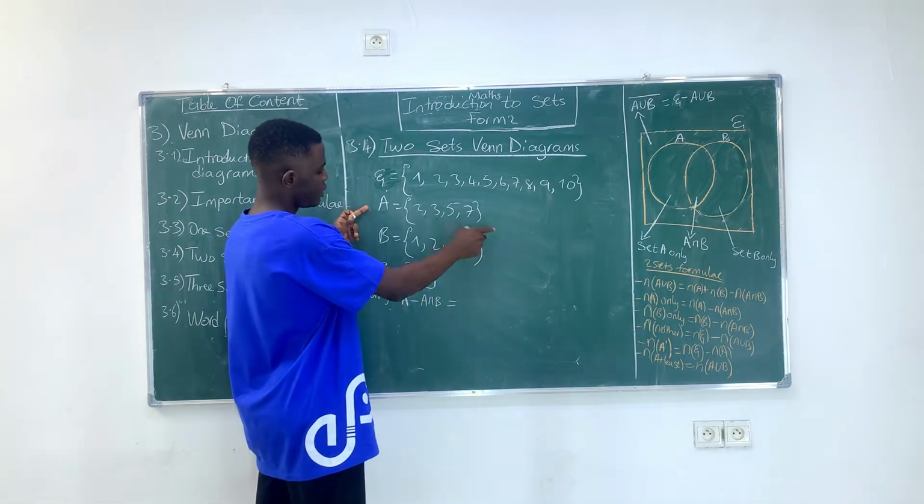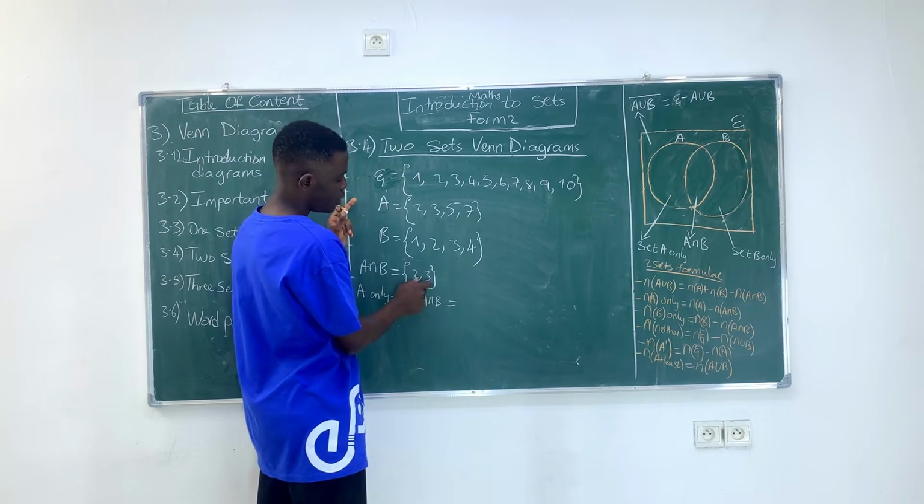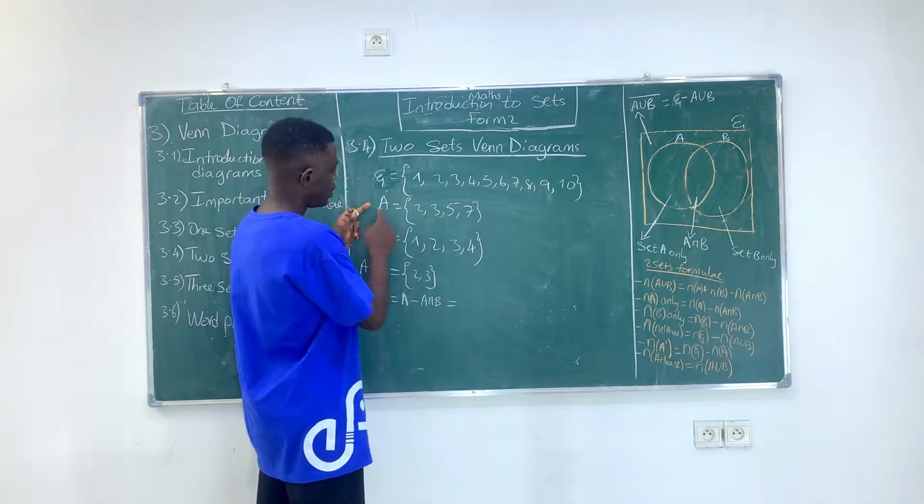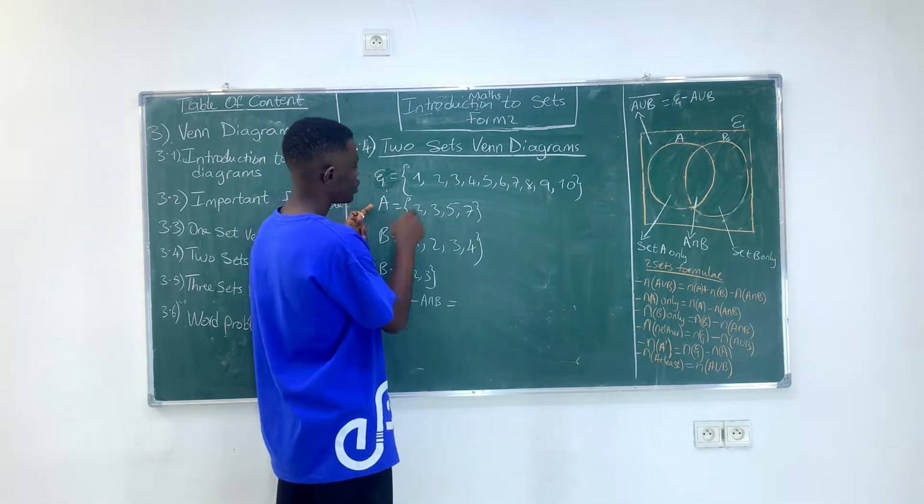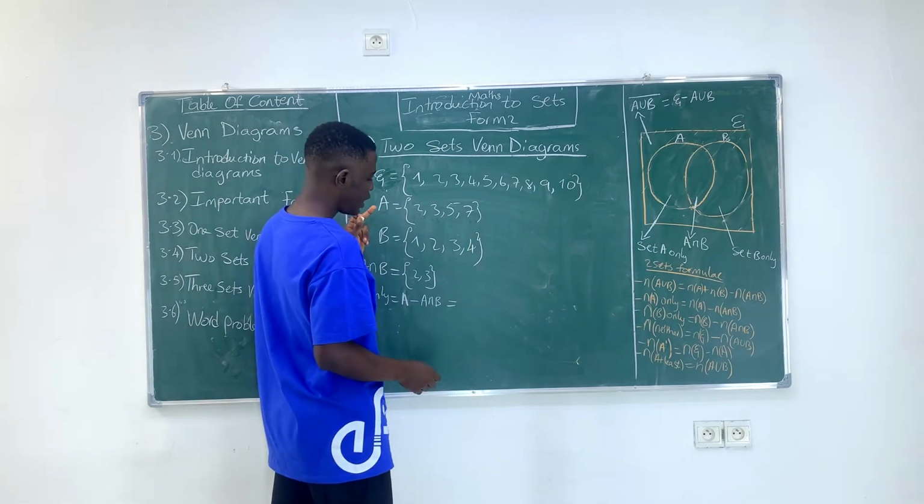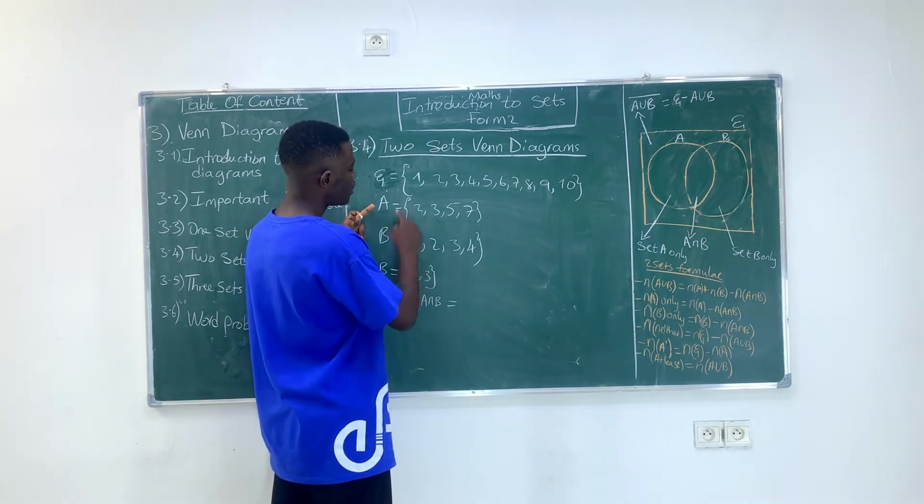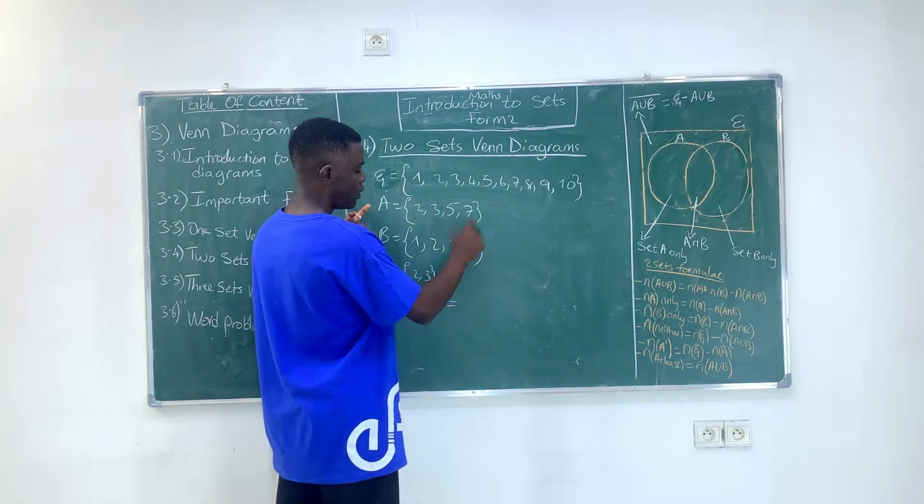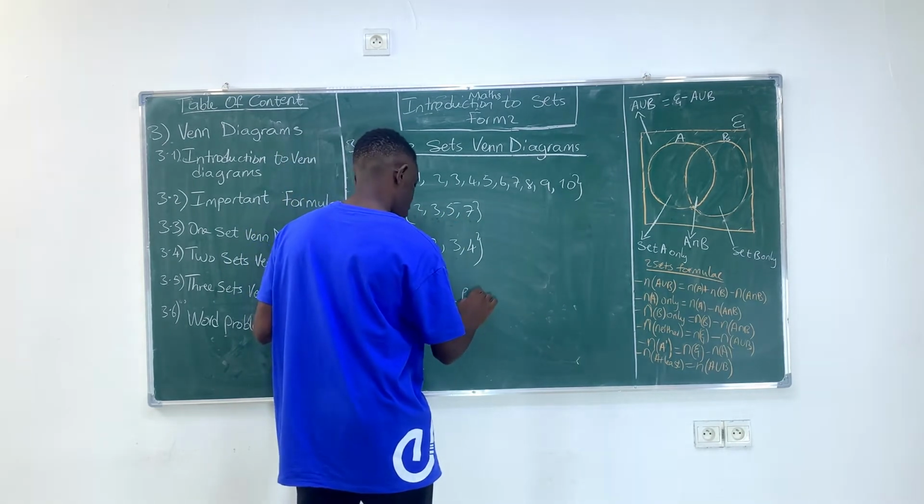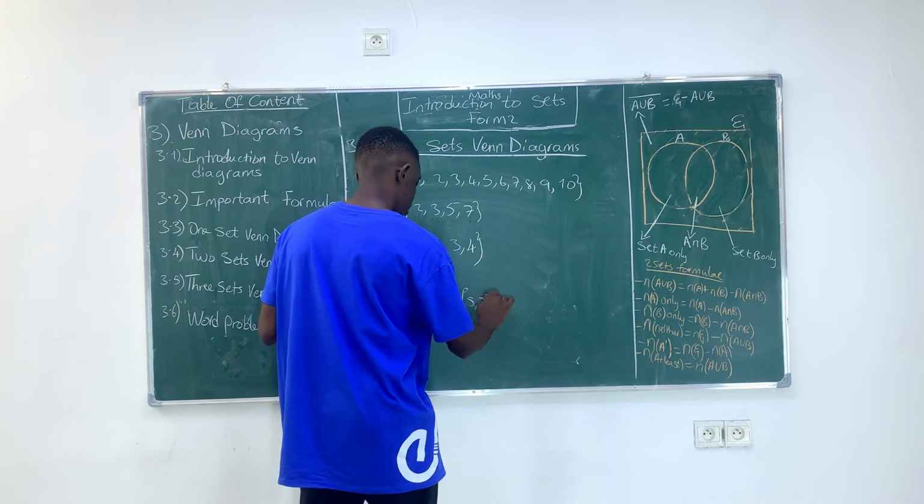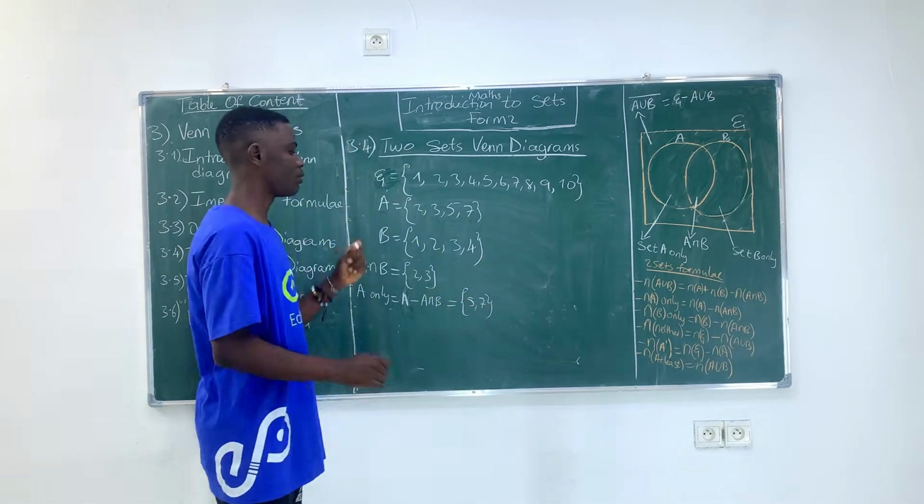So we have our A. Inside this A, we remove A intersection B, we remove 2 and 3. So this is A here. A is 2, 3, 5, 7. Inside the A, we removed these two values. What are the two values? 2 and 3. We're left with 5, 7. So our set is 5, 7. 5, 7 is A only.